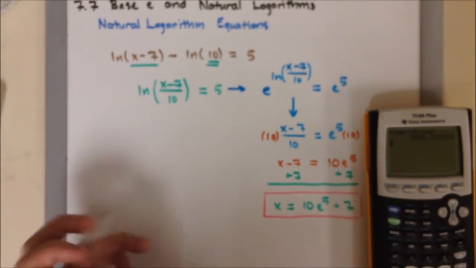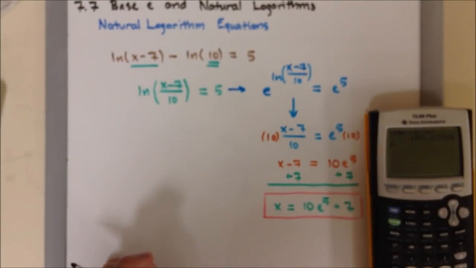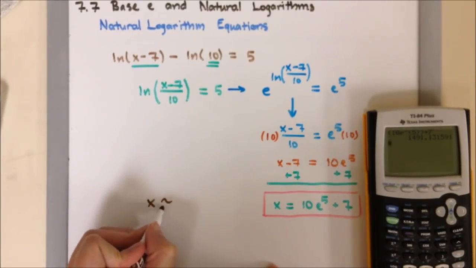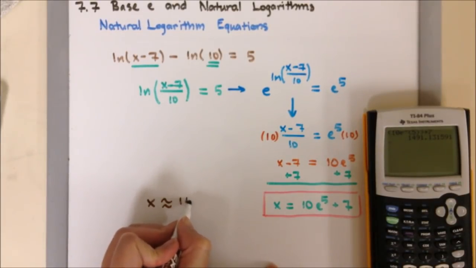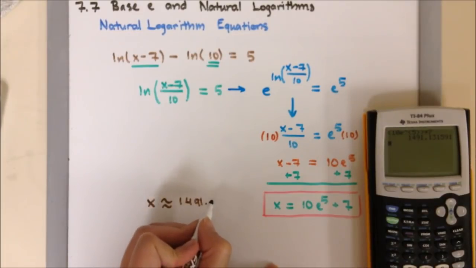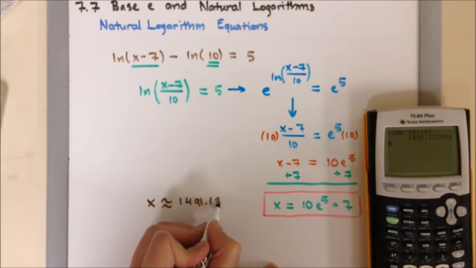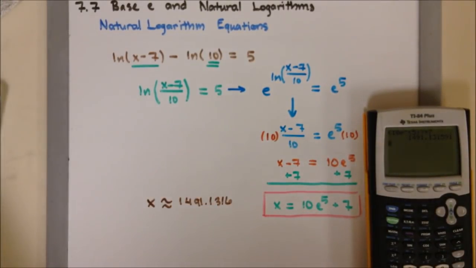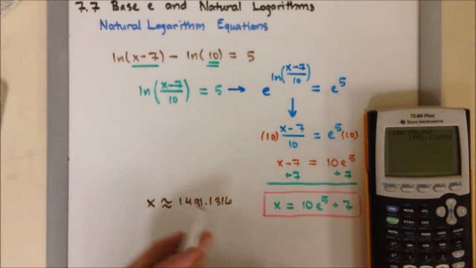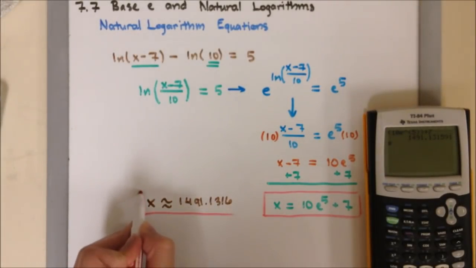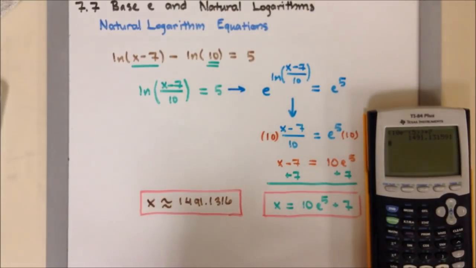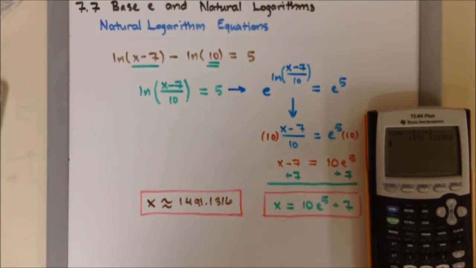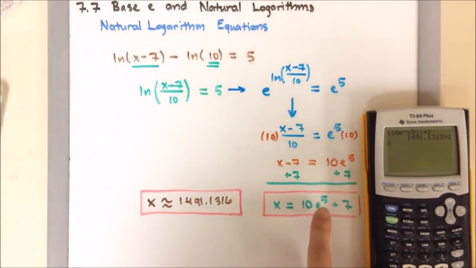So x, so the decimal value is x is approximately 1491.1316. So that would be the decimal value if you were solving with a calculator. But again, if you were solving without, then this would be my final answer. x equals 10e to the 5th power plus 7.